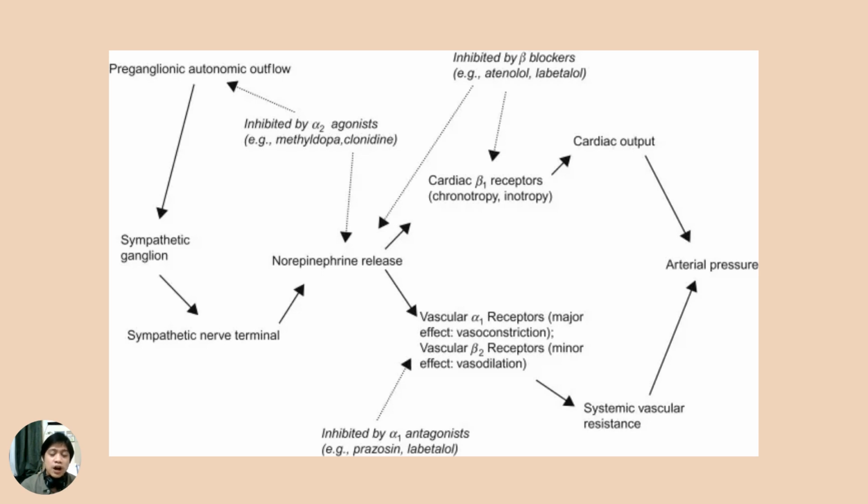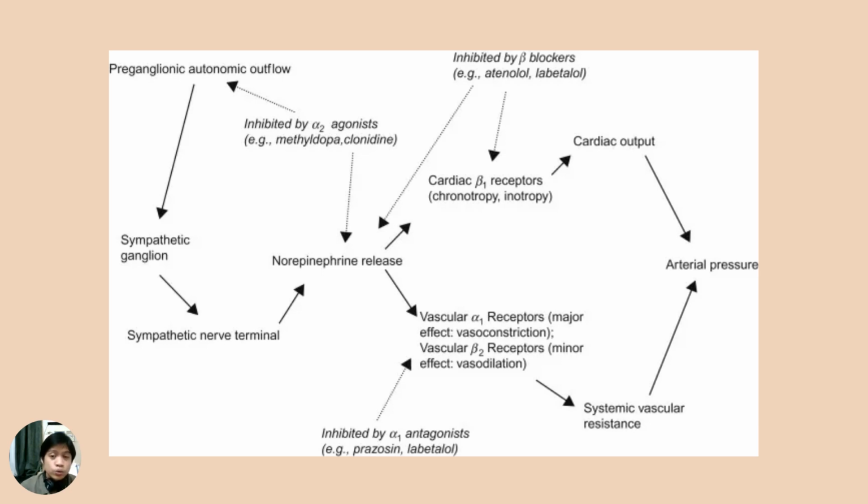So commonly, we target the autonomic nervous system at its sympathetic branch when we are trying to ameliorate hypertension. So here you will see the different receptors. The beta 1 receptors providing chronotropy and inotropy. The alpha 1 receptors providing vasoconstriction.